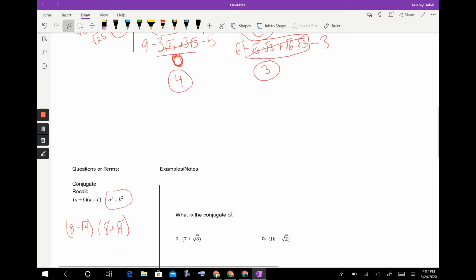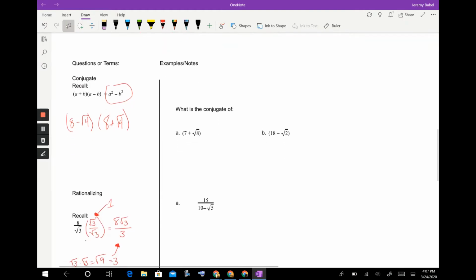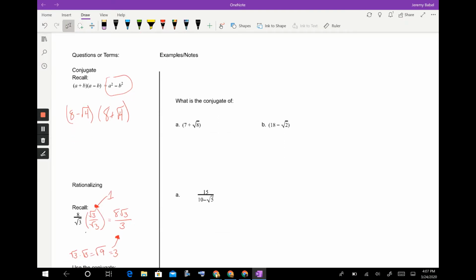Again, this complicated multiplication simplified to just the number 4. This complicated multiplication simplified to just the number 3. And when we're rationalizing denominators, that's what we're looking for. We're looking for all rational numbers in the end.